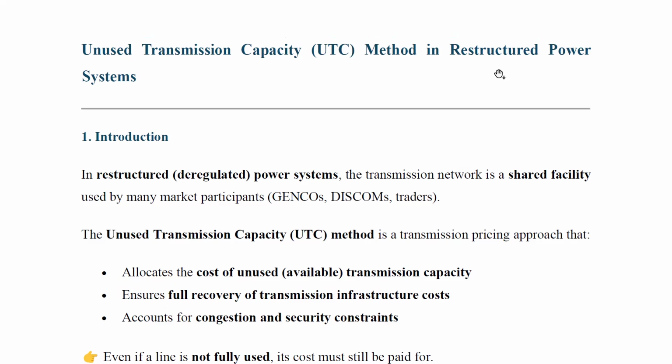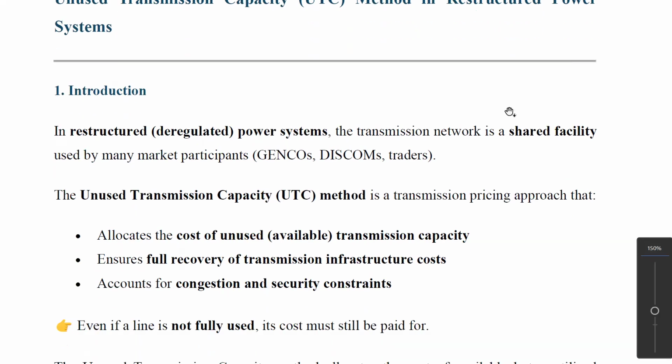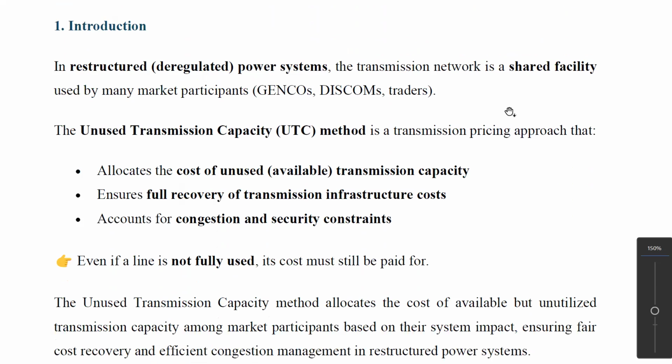Good morning. Today we are going to see the topic on unused transmission capacity, that means the UTC method in the restructured power system. In a restructured or deregulated power system, the transmission network is a shared facility used by many market participants, for example GenCos, DISCOs, and traders also.